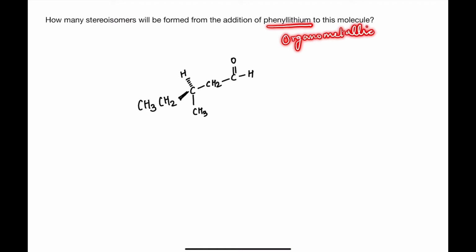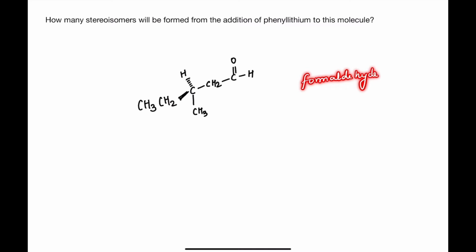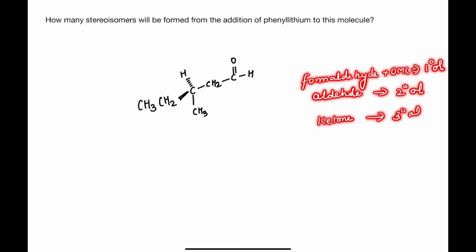Now, what is your organometallic compound going to do to this compound? So in general, when you react a carbonyl compound, more specifically, if you take formaldehyde and react it with organometallic compounds, then it's going to give a primary alcohol. If you take any aldehyde other than formaldehyde, it's going to give a secondary alcohol, and a ketone is going to give a tertiary alcohol. And this is all with organometallic compounds.